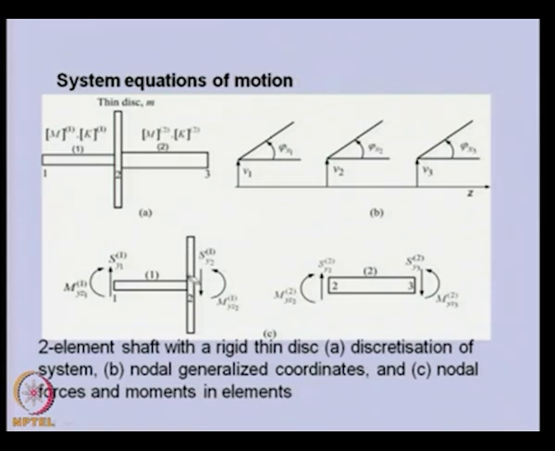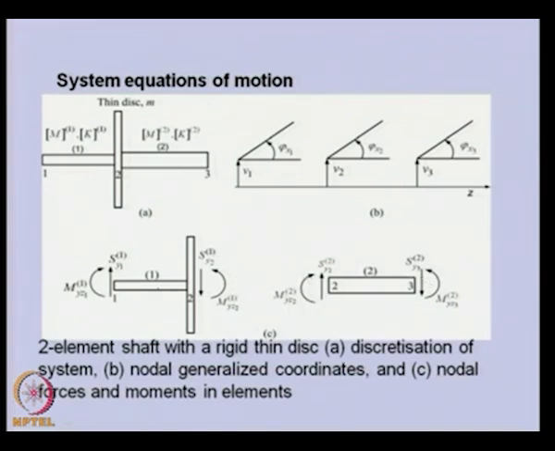The disk we are keeping with the first element. In the second element we are not keeping the disk. This disk we could have kept here, but we need to keep it in only one of the elements, because once we join these two elements back, we should have only a single disk mass contribution. So in this particular case, we have kept the disk in element 1. You can see the various reaction forces and moments, the shear force, that are coming.